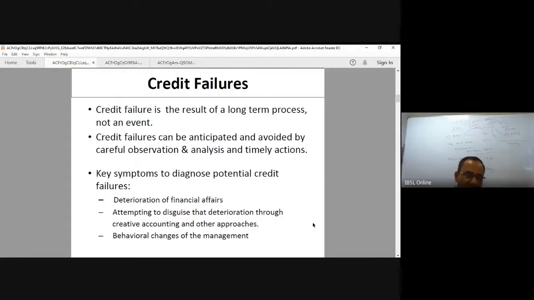The only thing is that the lending officers will have to keep their ears to the ground and see what's happening. If there is a wrong signal, they will have to follow up on that, see what's inside, and see what remedial measures we can take so that this facility does not become bad and a headache for the bank. Right? So, deterioration of financial affairs.